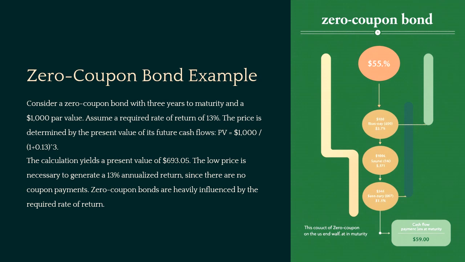Now, the zero coupon bond example means that there is no coupon. So if I make a time diagram again, say that this is time N, with 1, 2, up to N minus 1, and N. The coupon is 0, period. So it has only par here, price and par, without any coupon whatsoever. Zero coupon bonds are heavily influenced by the required rate of return.